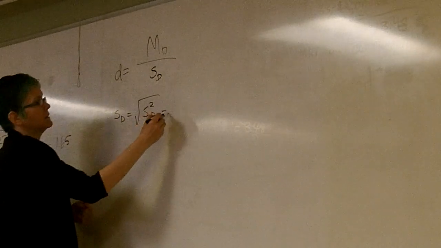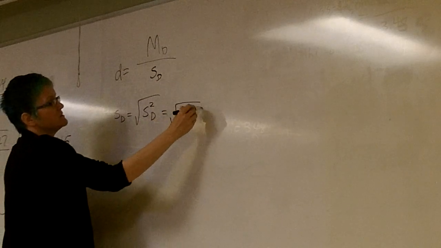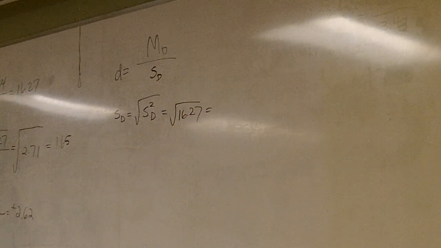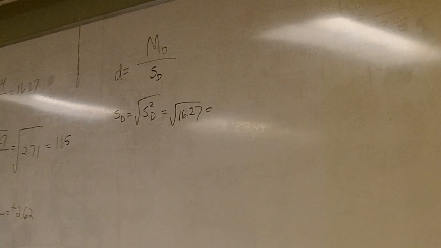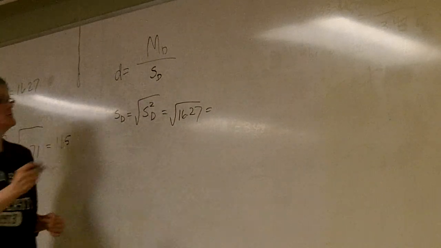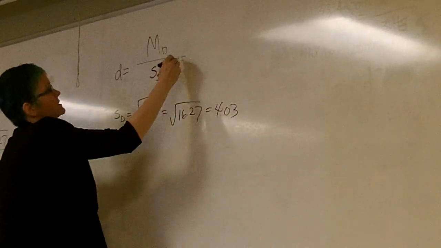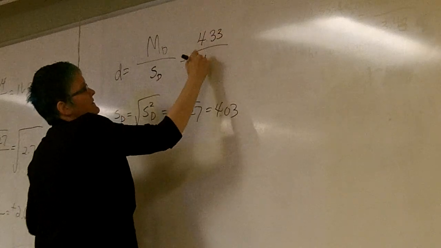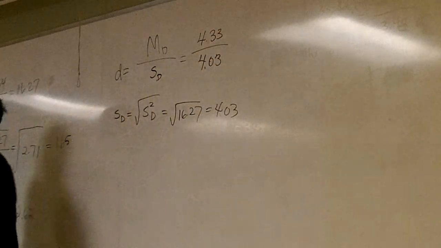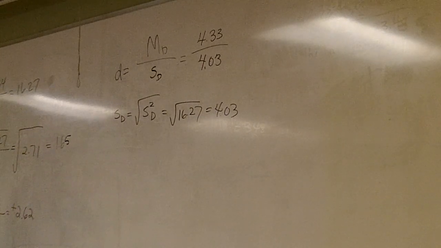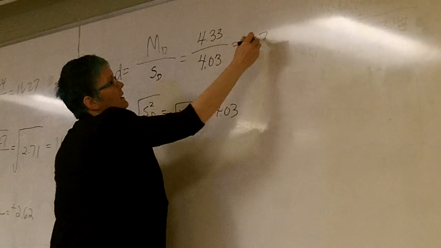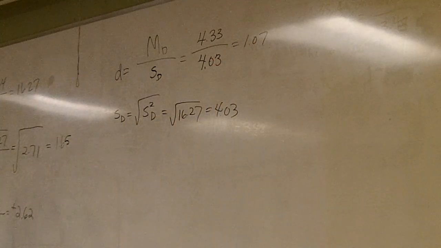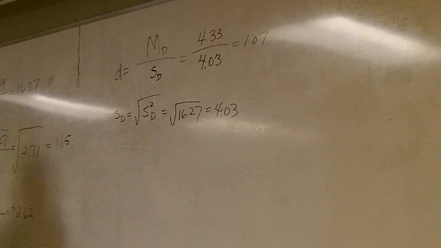Take the square root of 16.27, and what do I get? 4.03. Okay, so I have 4.33 divided by 4.03. What does that give me? 1.07. Is that a small, medium, or large effect? Large effect, right? Bigger than 0.8. So a large effect according to Cohen's d. So whether we did it between or within did not affect whether we got a large effect.